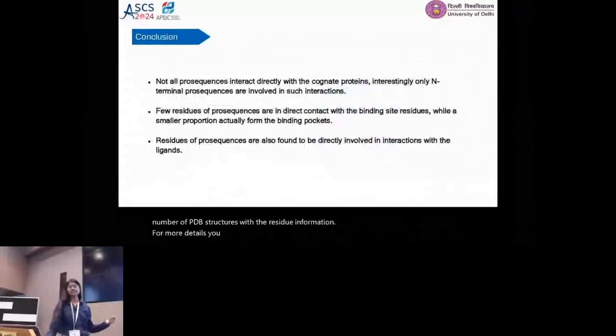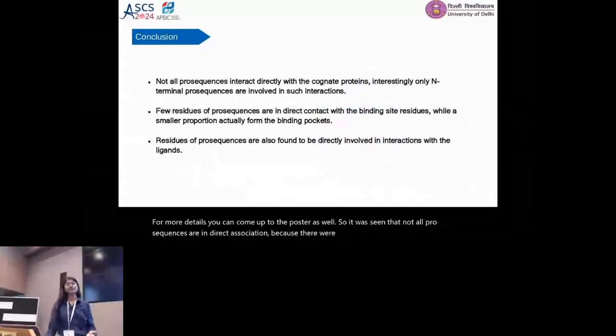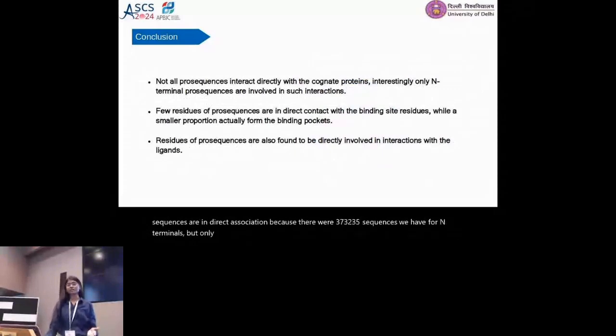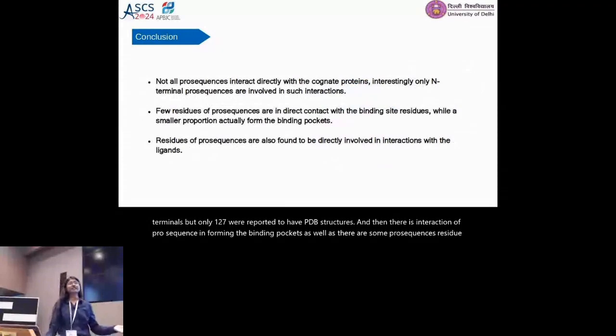It was seen that not all pro-sequences are in direct association, because there were 735 sequences for the N terminus, but only 127 were reported to have PDB structures. And then there is interaction of the pro-sequence in forming the binding pockets, as well as some pro-sequence residues being involved in ligand interaction directly. In future we'll try to see the exact conservation of the residues among other binding pockets, and we'll try to do it with the help of simulation, to see how mutation can really affect the binding pocket interactions.